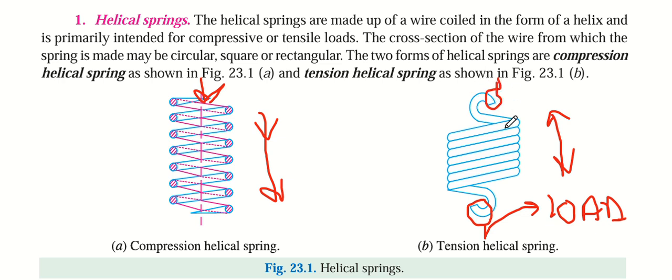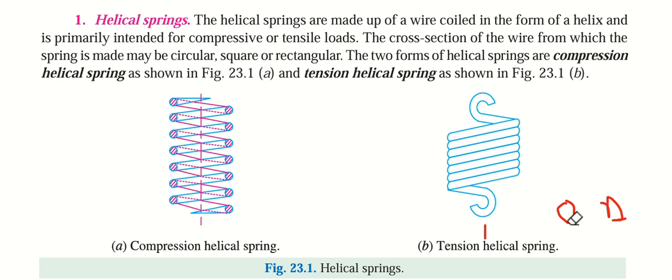This part would be hooked to some point, and then the load will be applied by some means of hooking in this part. So obviously, this will elongate. There will be spatial distance between the spring, and this is a compression spring. We are simply applying a load on the top of it. So it would compress, so the spatial distance between the compression helical spring decreases. So these are the two major categories of helical spring, and as you can see, these two springs are of helical arrangement. Okay, so this is simply all about helical spring and the two classifications.